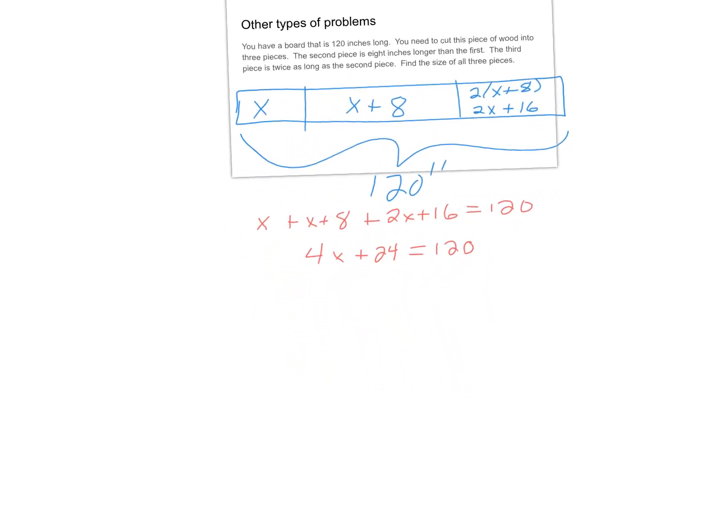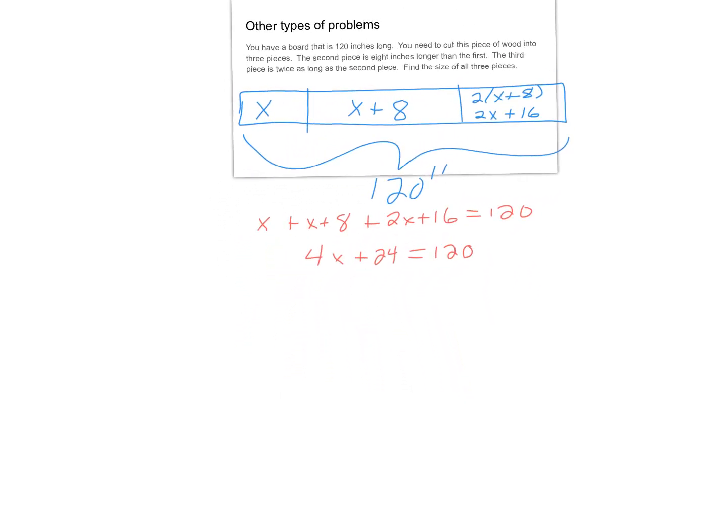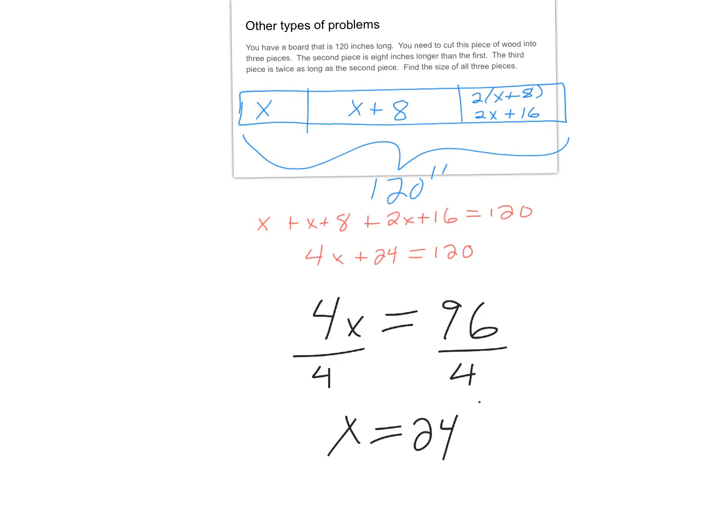Minus the 24, so 4x is equal to 96. And then we divide by 4. Therefore, x is equal to 24 inches. That's great. We've got x, but that's not what this question wanted us to do. It wanted us to find the size of all the pieces. So this first piece, x, is 24 inches.